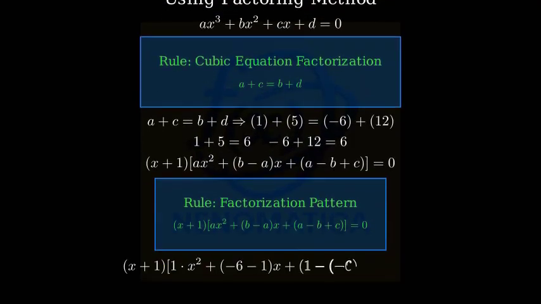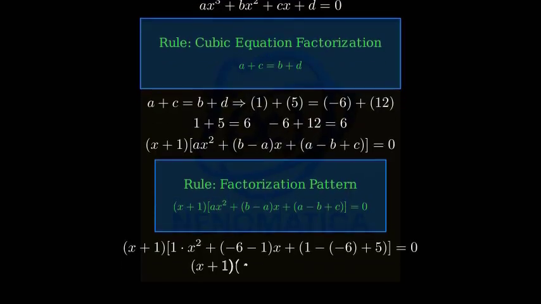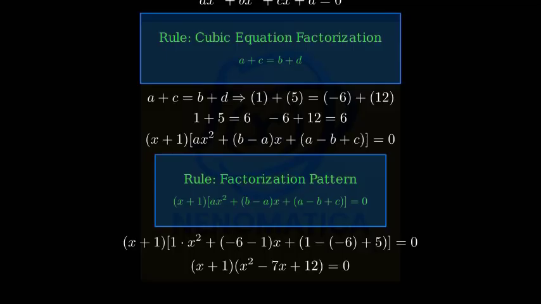We have a equals 1, b equals -6, and c equals 5. So b minus a equals -6 minus 1, which is -7. And a minus b plus c equals 1 minus -6 plus 5, which equals 12. So our factorization becomes x plus 1 times the expression x squared minus 7x plus 12 equals 0.